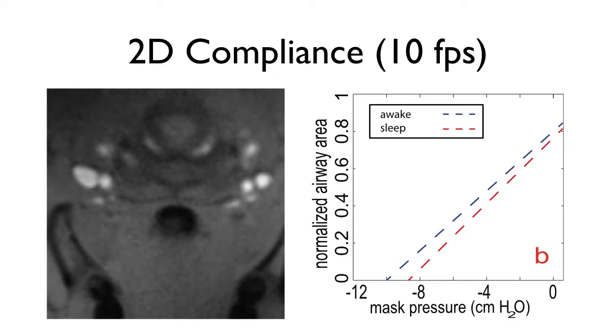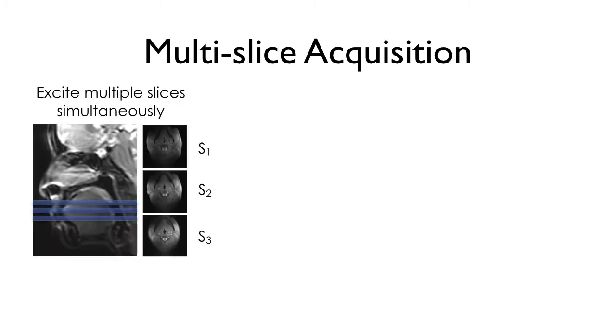Some of our earlier 2D scans found that if we wanted to have enough points during this initial rapid change in airway area, we actually had to have very high temporal resolution on the order of 80 to 100 milliseconds. And so last year we presented to you single slice compliance data. Well, one of our big developments this year has been the incorporation of multi-slice acquisitions with no compromise in terms of frame rate. The way we do this is as follows.